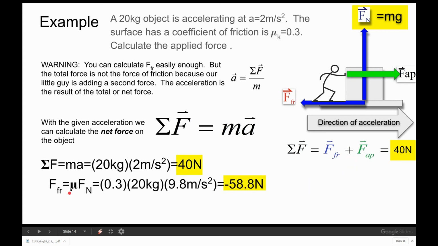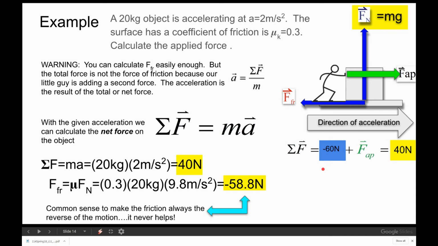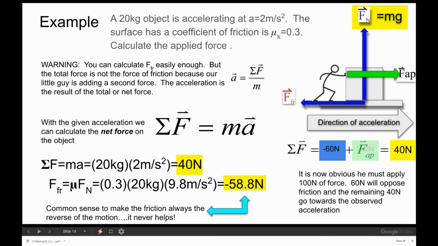Now, the force of friction we can calculate. The force of friction is the roughness times the weight of the object. We're getting about minus 60 newtons. So we have about a negative 60 newtons. So this guy had to push hard enough to have 40 newtons left over. Well, how hard do you have to push to counteract minus 60 and be left with positive 40? 100 newtons.